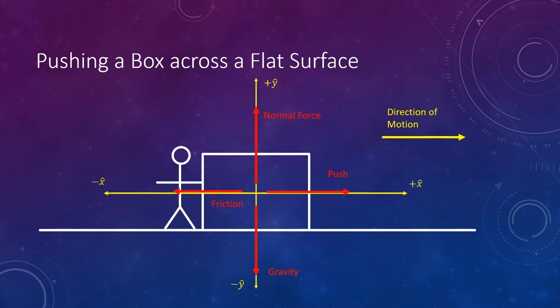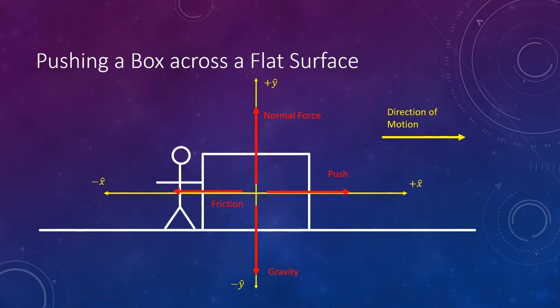And because all our forces are horizontal and vertical, we can get by with just doing the horizontal and vertical coordinate system where I say, okay, plus x, that'll be the direction of motion and the push, minus x would be friction, normal force is plus y, and gravity is in the minus y direction. So we've identified direction of motion, our forces, and our coordinate system.